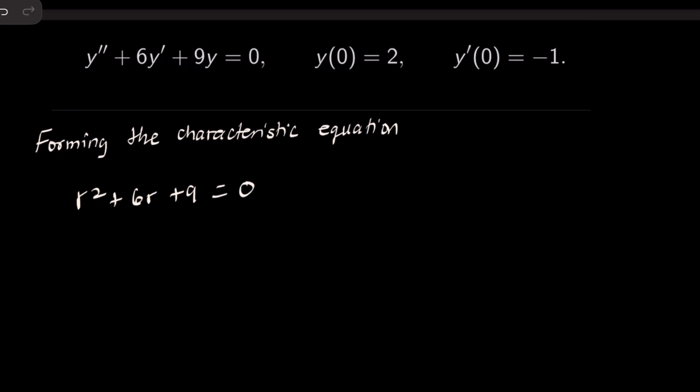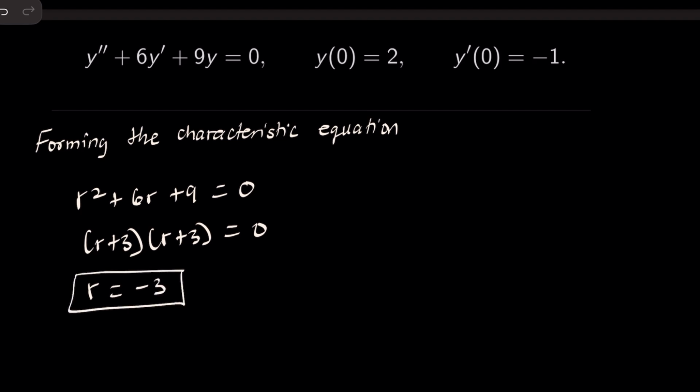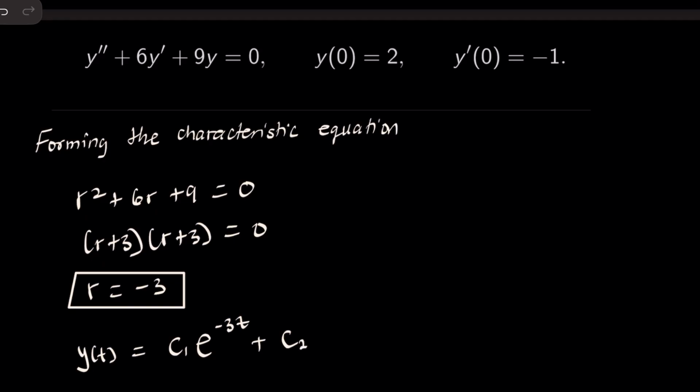Factorizing this equation gives (r + 3)(r + 3) = 0. And so we have the root r = -3, and this root is repeating. Since the roots are repeating, our general solution will be y(t) = c1 e^(-3t) + c2 t e^(-3t), where c1 and c2 are constants.